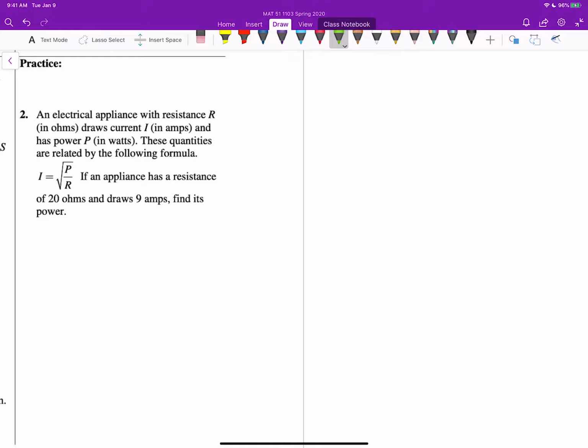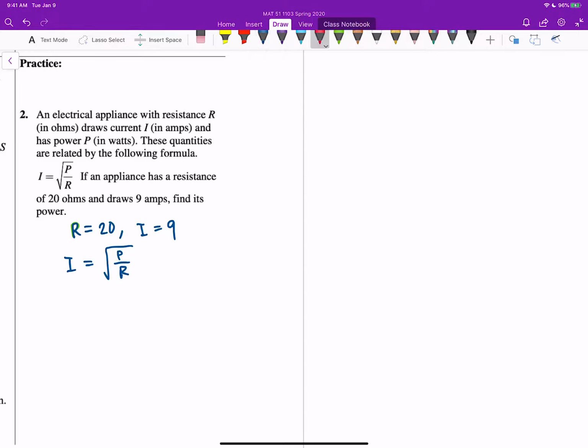So we simply plug it in, right? We have resistance R is 20, and the current is 9. And we want to find out the power. Let's write down the formula. I equals radical P over R.